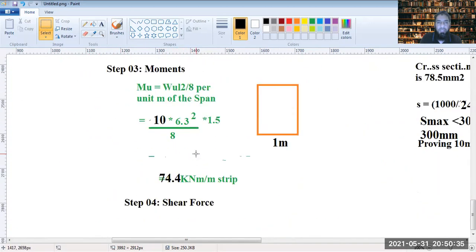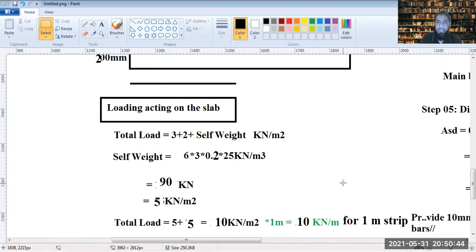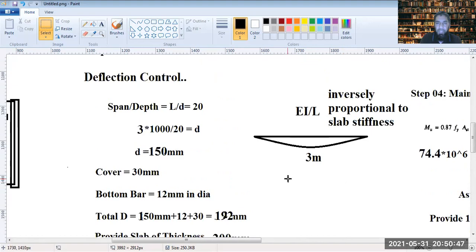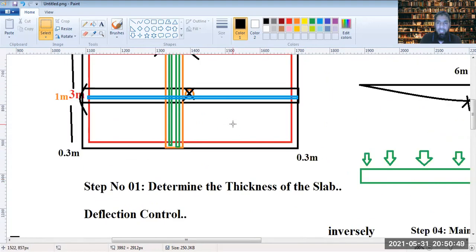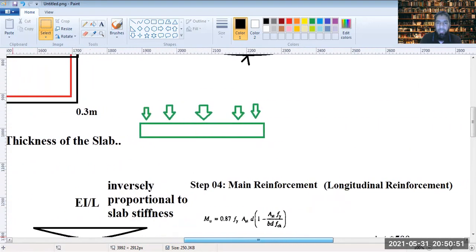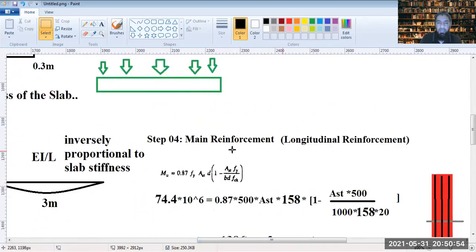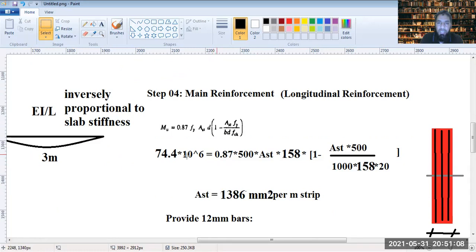Thereby, the moment that we're getting is 74.4 kilonewton meter, which is the maximum moment at the center along this direction. Shear force we do not need to calculate. So now this moment would decide the design of the main reinforcement, or the longitudinal reinforcement. Now that's done on the basis of the under reinforced design method, where Mu is 0.87 fy Ast d. This is from the code IS 456.